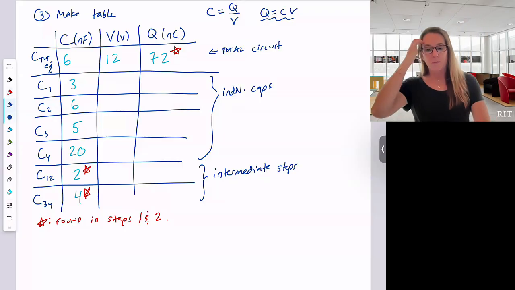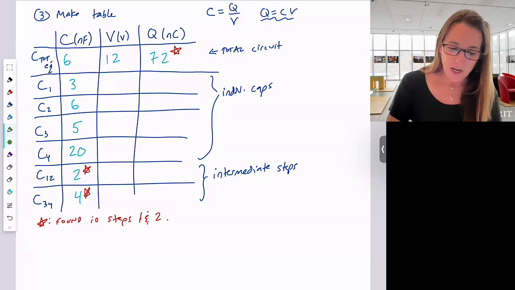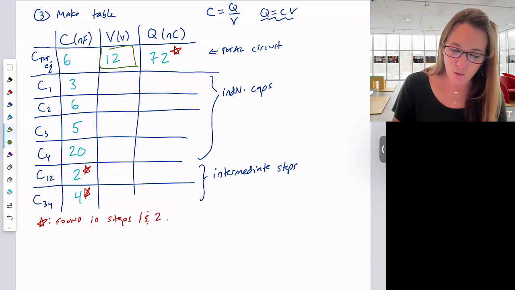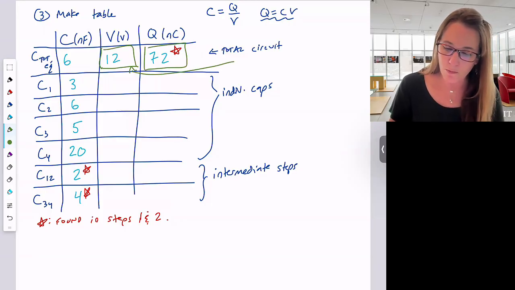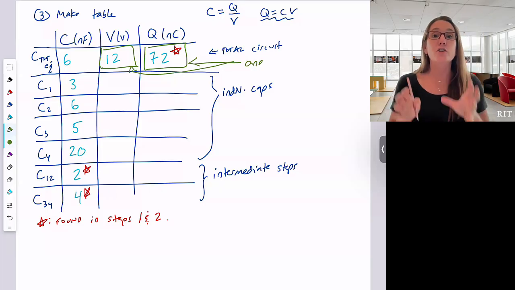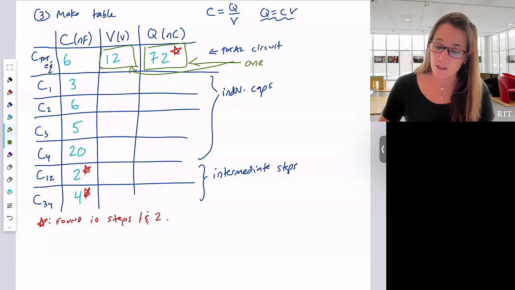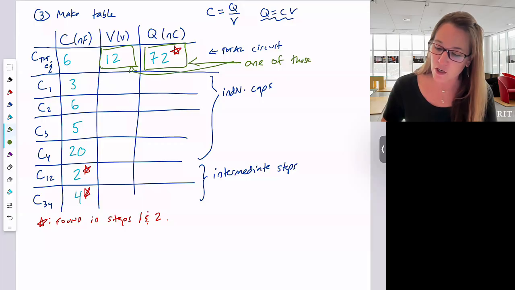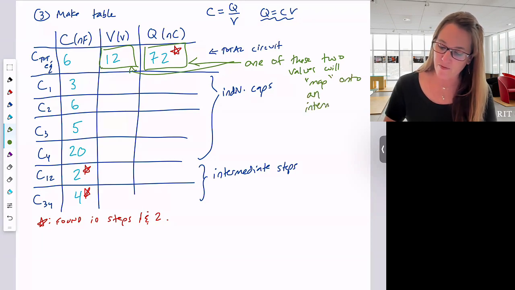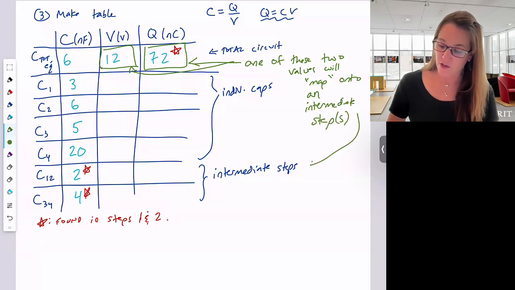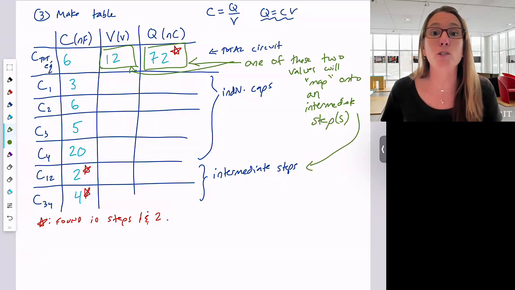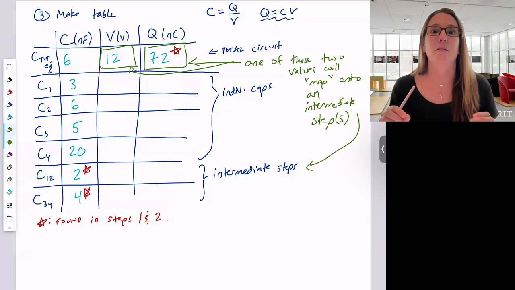And why did we make this table? Well, the key idea here is that one of these two values is going to map onto one of the intermediate steps. So in order to decide which one, this is where the thought process comes in.